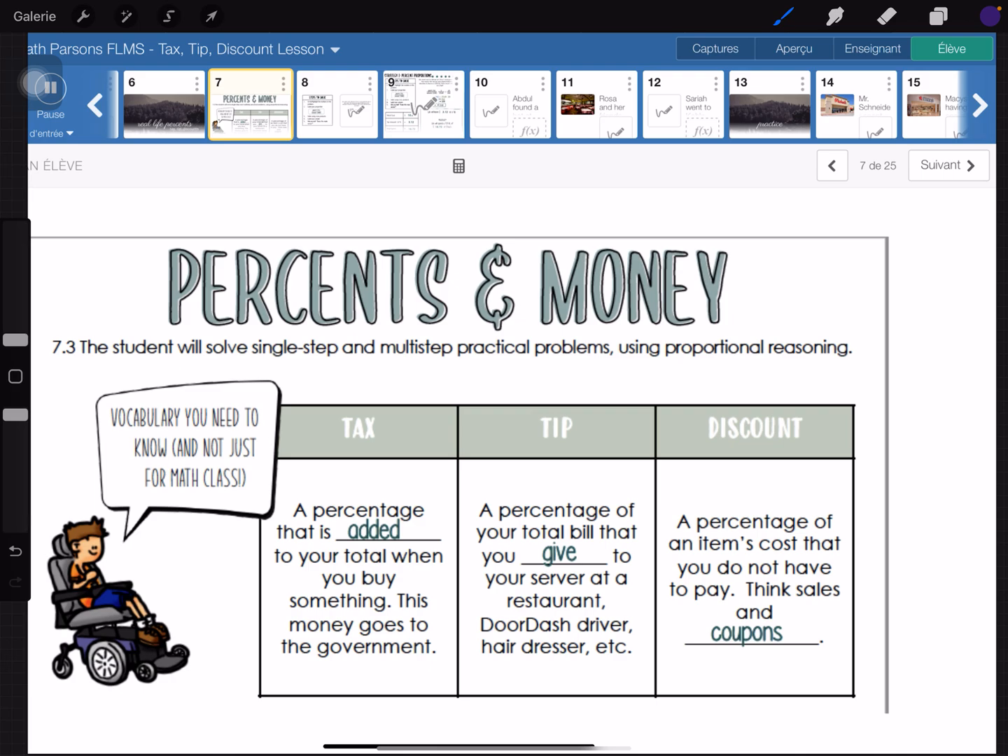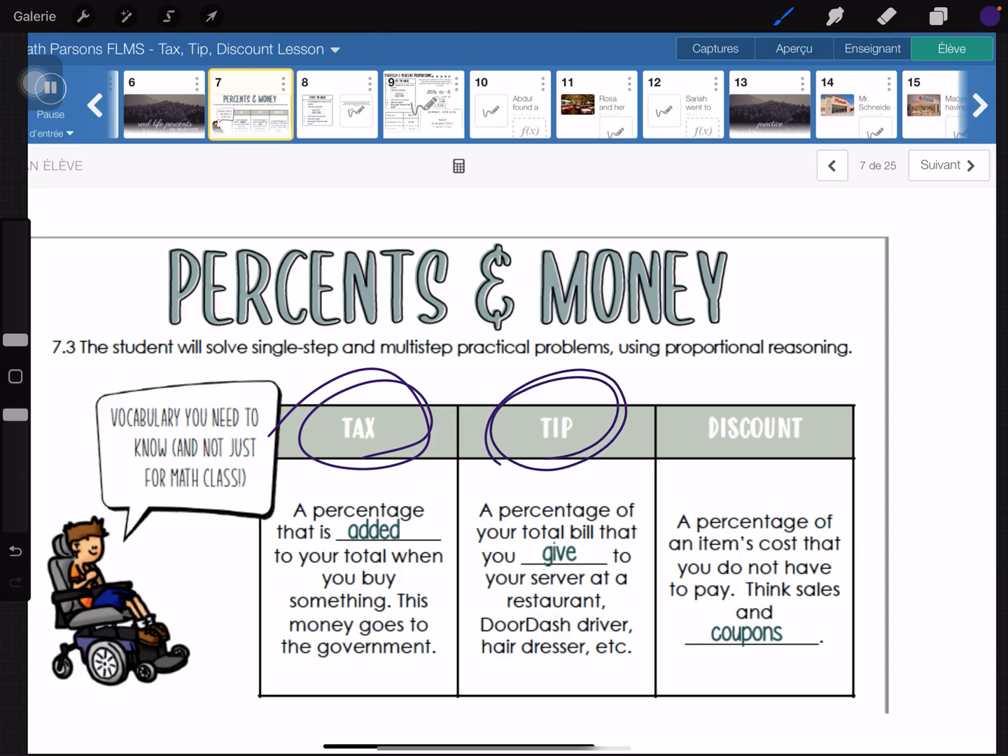I know that you guys have heard all these words, but let's make sure we understand the contexts so we can use it correctly. So tax, it's a percentage that's added to your total when you buy something. So whenever you go to the store and buy talkies or pencils, this is an amount of money that's added to the total.